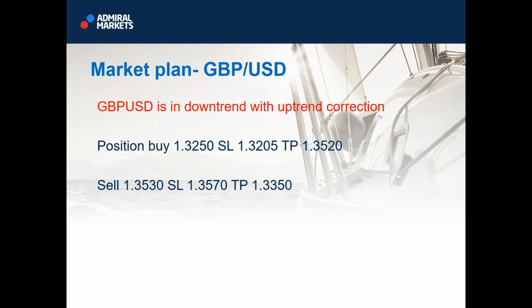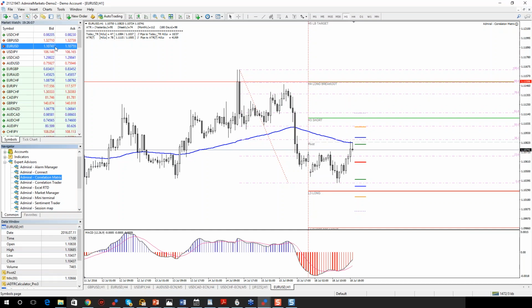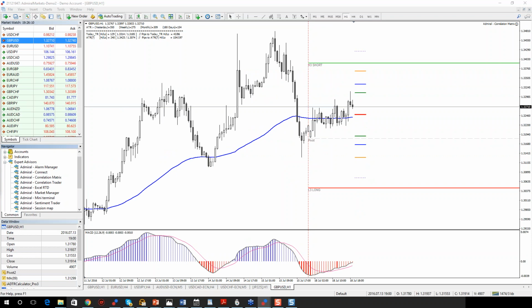Pound Dollar is in downtrend, but we have an uptrend correction. Positional buy trade at 32.50, we have a stop loss at 32.05 and TP at 35.20. Now I would sell 35.30 with 35.70 stop and 33.50 is TP. Now let's see what we will have. So 32.50 could be the first possible trade. It's close now to our entry, very close.